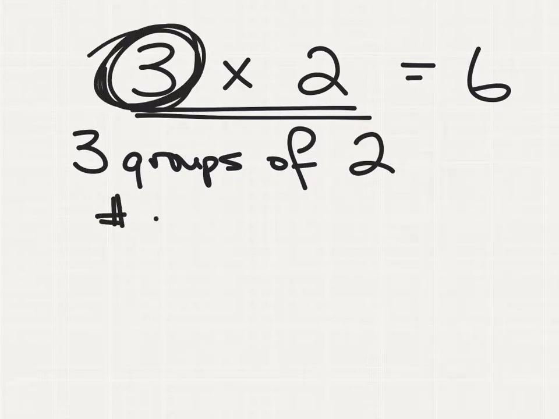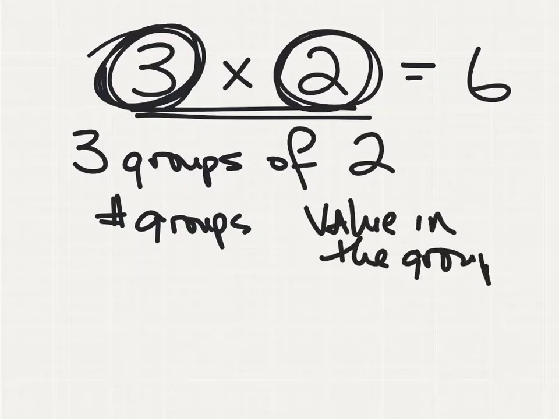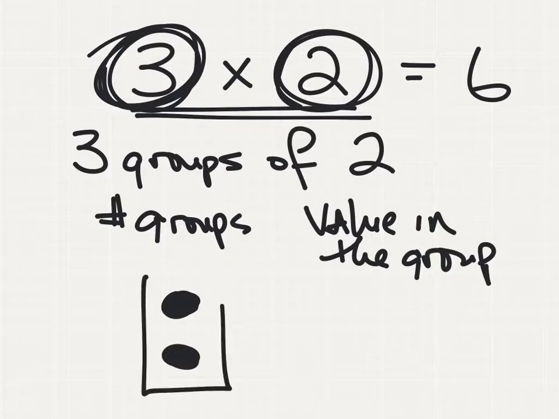The first integer in my multiplication problem tells me the number of groups: 3, the number of groups. The second integer tells me the value in the group. So I would model this multiplication problem by saying I need 3 groups of positive 2. And since positive integers will be represented by black circles, this would be a group of positive 2.